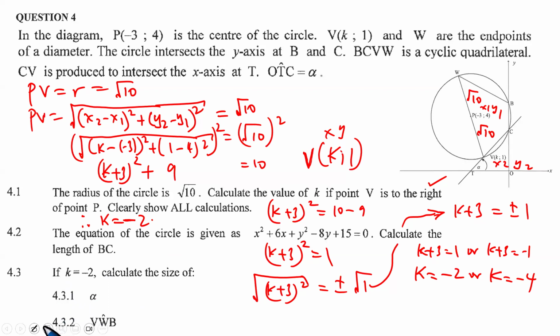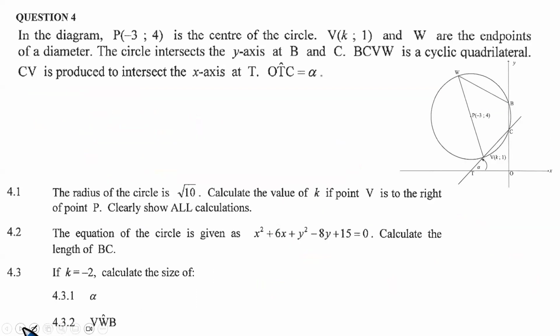Then now we look at the next question, 4.2. The equation of the circle is given as this. Calculate the length of BC. You need to find the length of BC, and these are just the intercepts with the y-axis, the y-intercepts. So to deal with 4.2, we will attempt to calculate the length of BC.